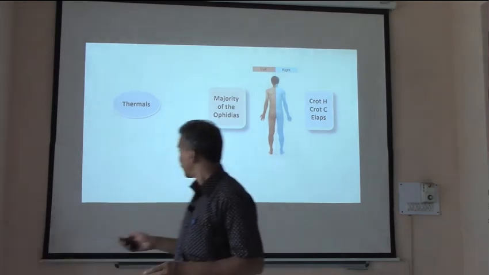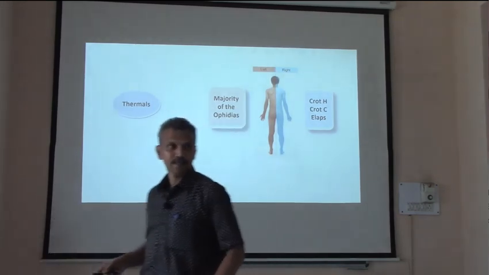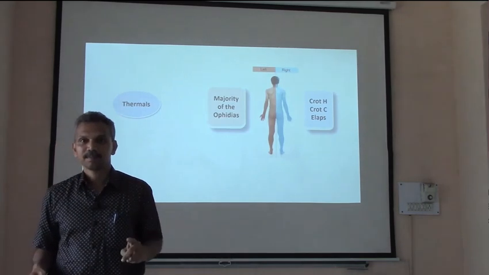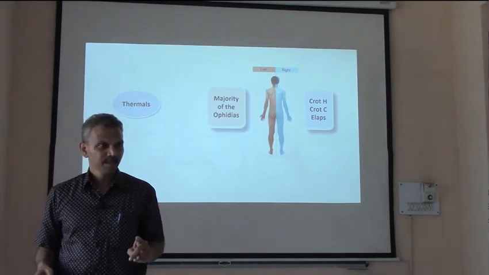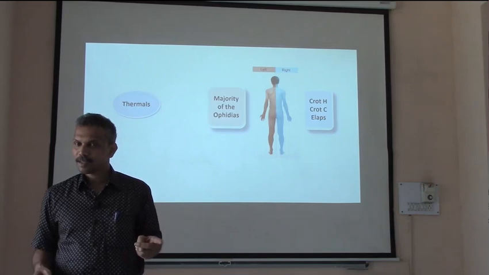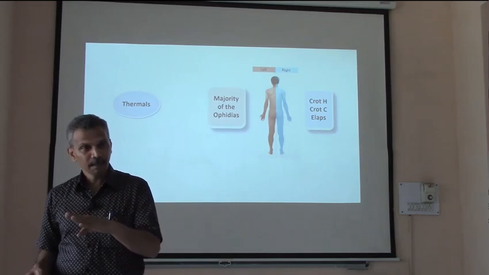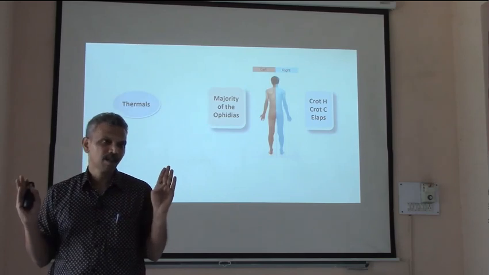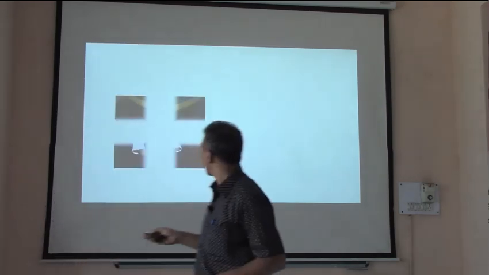So largely, Ophidias are hot patients, okay. But Naja and Elaps are two Ophidias which can be chilly. Otherwise, predominantly all the Ophidias are hot patients, okay. So that was with thermals.